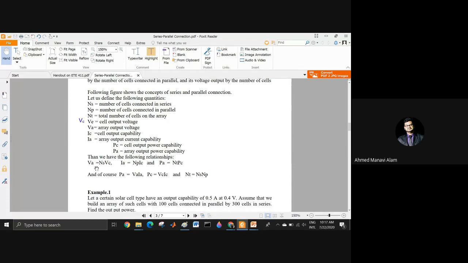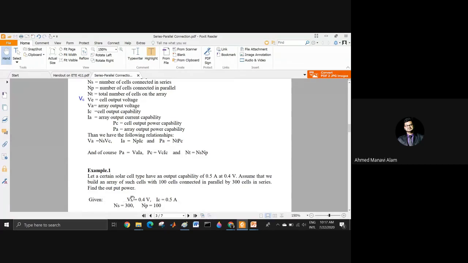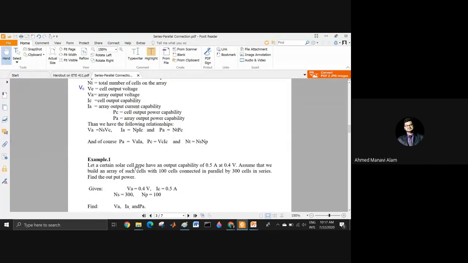Then we have the following relationships. Whenever the relationships come, I will ask you not to memorize these formulas. Just remember them by common sense. How does common sense work? Look at this example, then you will understand.